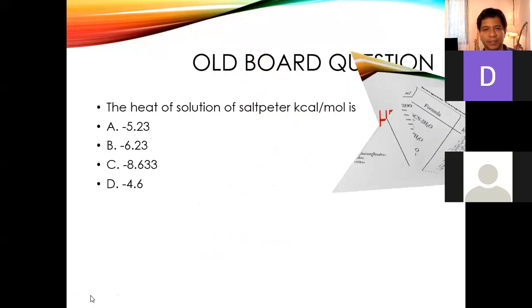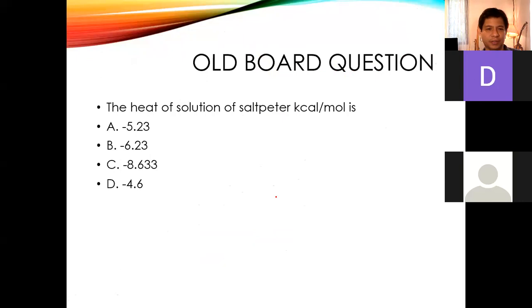Okay, so let's take a look at the old word question. The heat of solution of saltpeter in kilocalories per mole is blank. So you really need to memorize, you really need to remember kung ano yung saltpeter. Otherwise, hindi mo siya mahanap sa table. Kahit na meron ng mark yan sa handbook nyo, pag hindi nyo alam kung anong saltpeter, hindi nyo pa rin mahanap, kasi ang pangalan ng mga compound ay chemical name. So anong saltpeter?